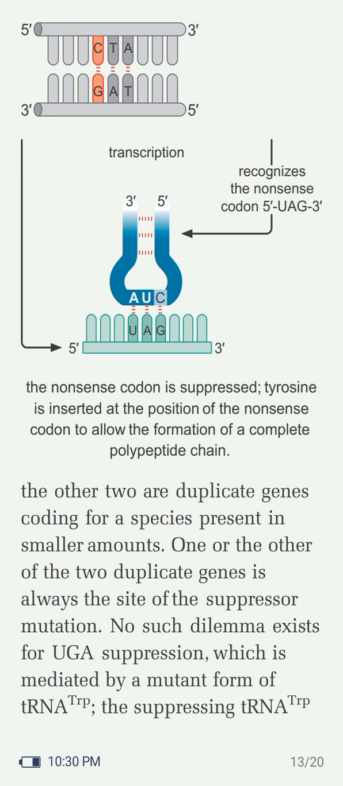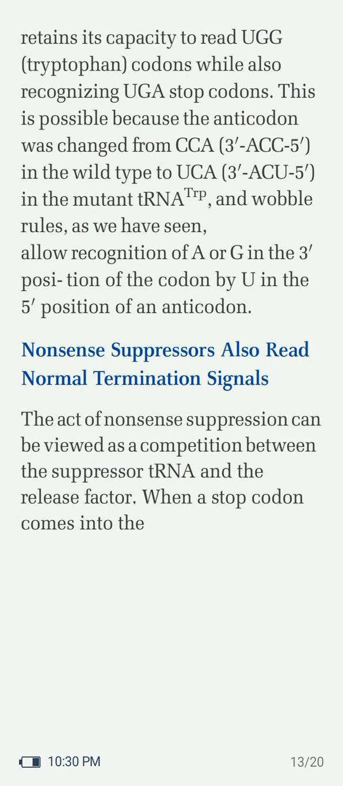No such dilemma exists for UGA suppression, which is mediated by a mutant form of tRNA TRP, and the suppressing tRNA TRP retains its capacity to read UGG tryptophan codons while also recognizing UGA stop codons. This is possible because the anticodon was changed from CCA in the wild type to UCA in the mutant tRNA TRP, and wobble rules, as we have seen, allow recognition of A or G in the 3' position of the codon by U in the 5' position of an anticodon.